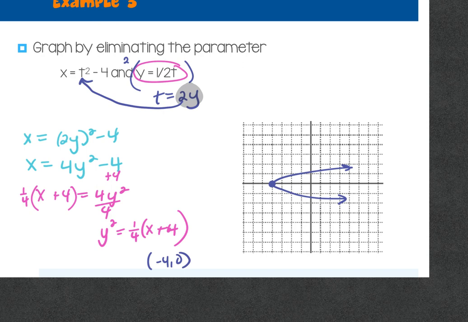Because we haven't restricted the t, it would continue on forever, so you would need those arrows. Yep. I have a question. Okay, never mind.